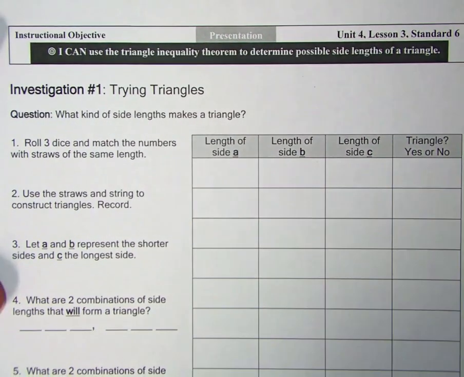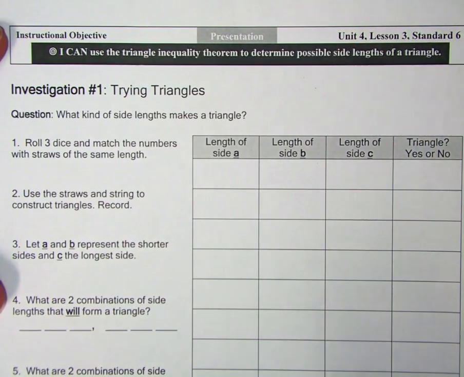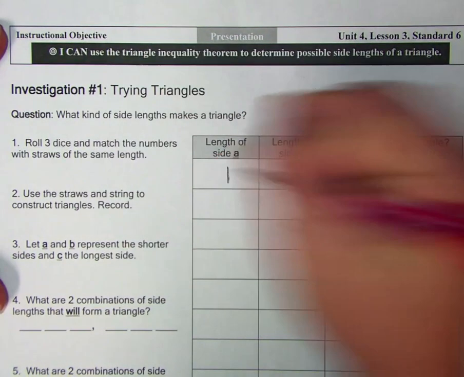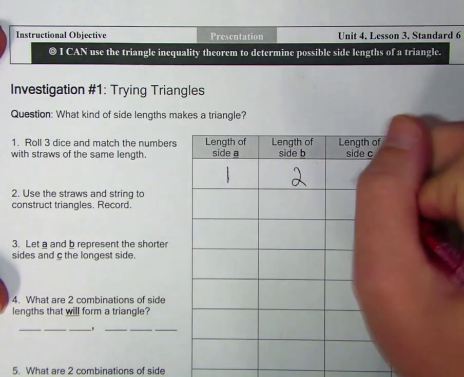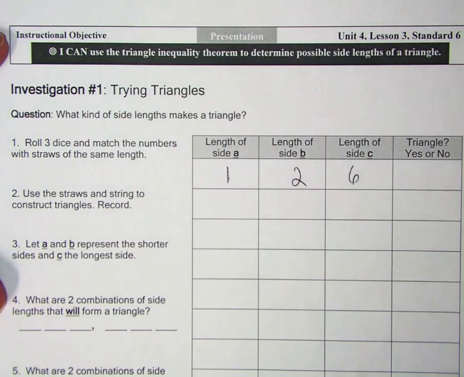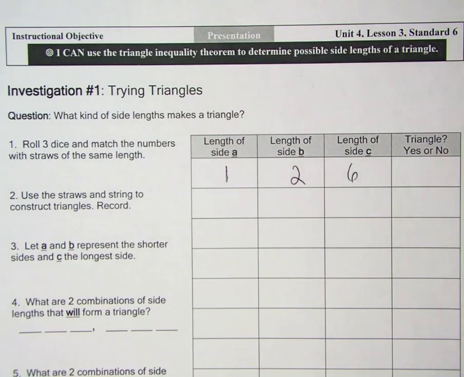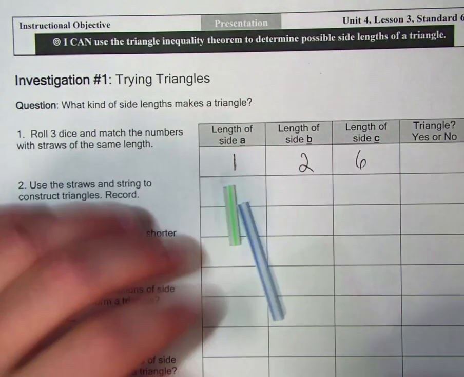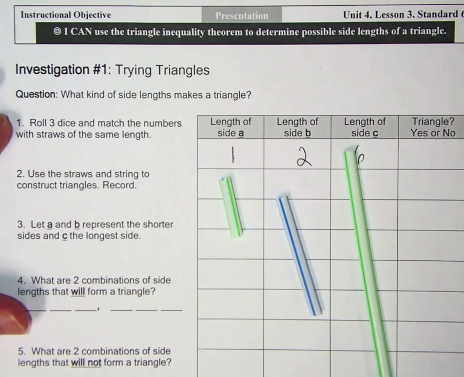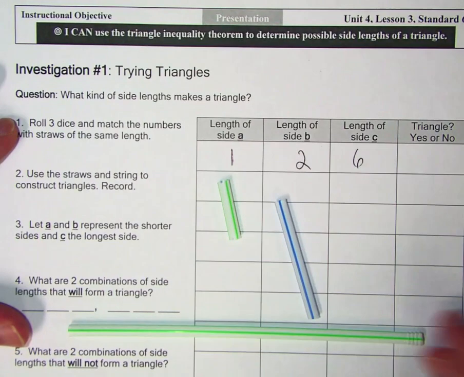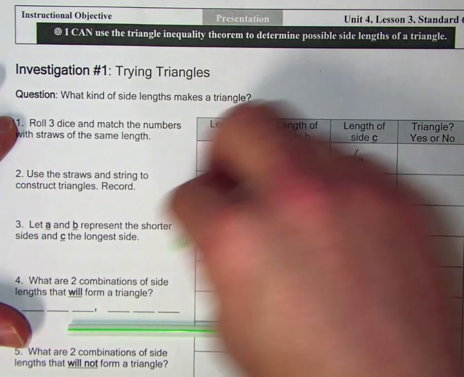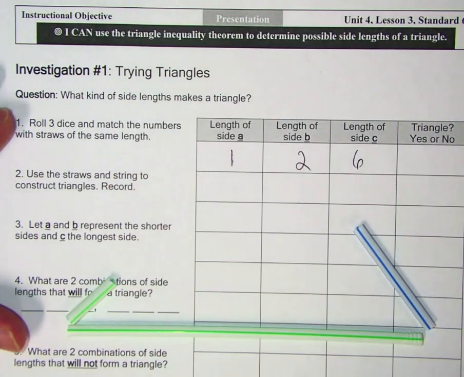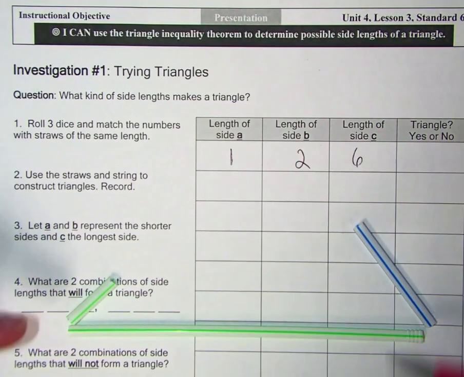So let's try, let's say, from 1 to 6, a combination like 1, 2, and 6. Let's see if sides with those lengths can make a triangle. So here is 1, here's 2, and here's 6. And so if I put the 6 out like this, I put the 2 and I put the 1, is it going to make a triangle? And the answer is no, these aren't going to reach.